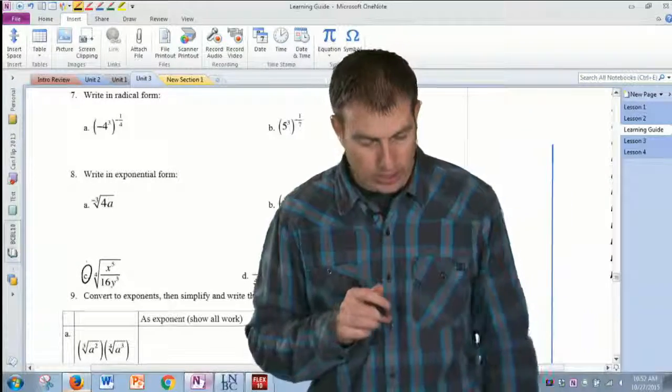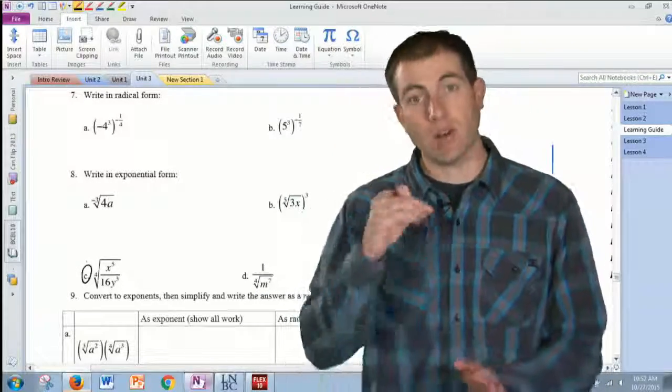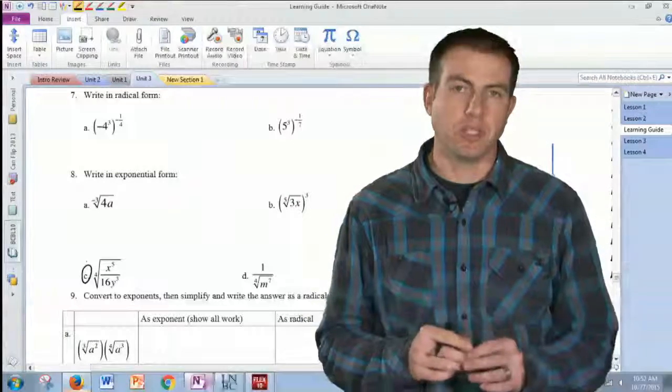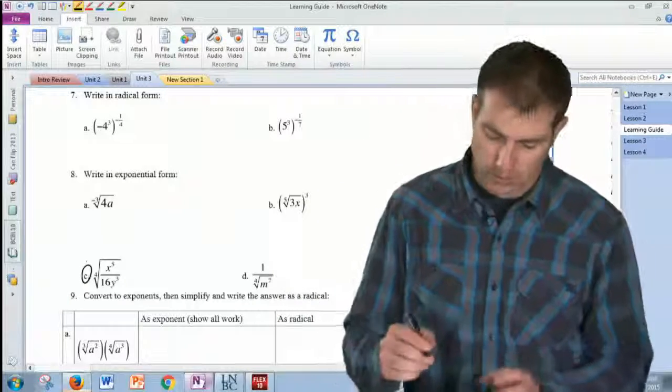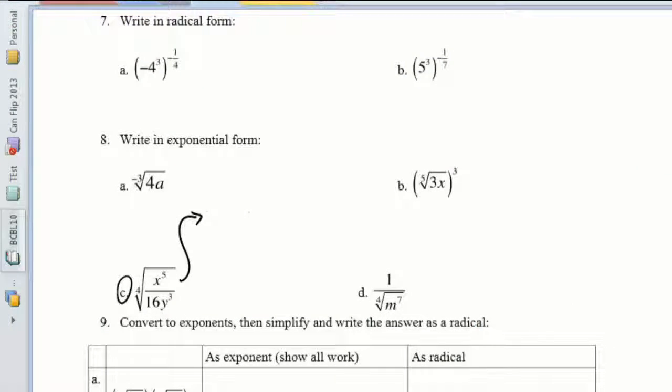8C, write in exponential form. So we have this radical sign, and we want to get rid of it. We want to turn it into an exponent. So let's see what we can do. Not very nice of me to not leave any room here. So I'm going to take everything I have here, x to the 5th, 16y cubed, and I'm going to raise it to the power of 1 over 4. Now the reason I can do that is because I don't have any exponent out back here, and everything in front is what's going to be on the bottom of my fractional exponent.